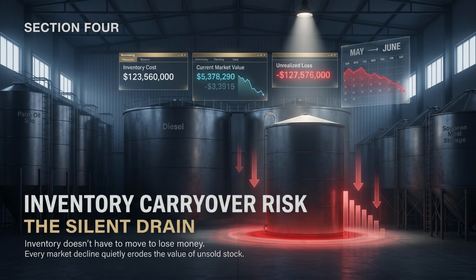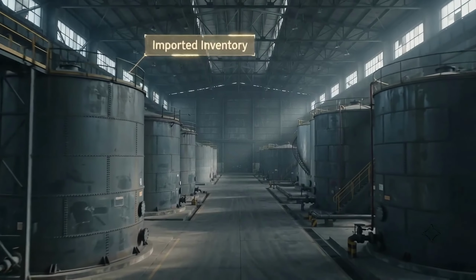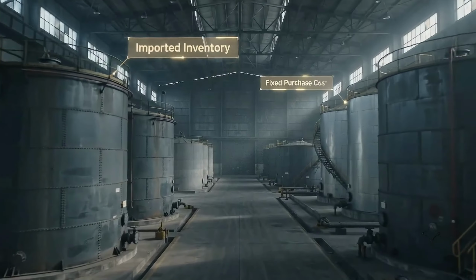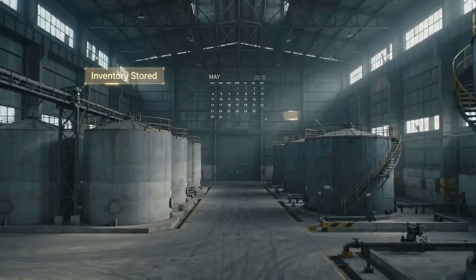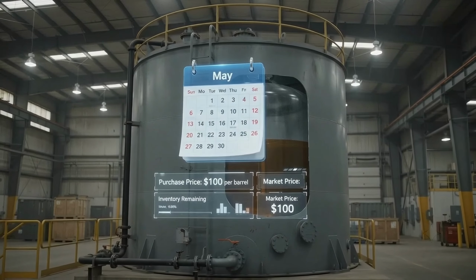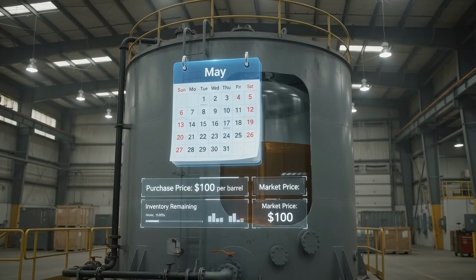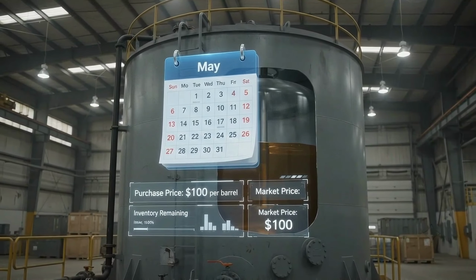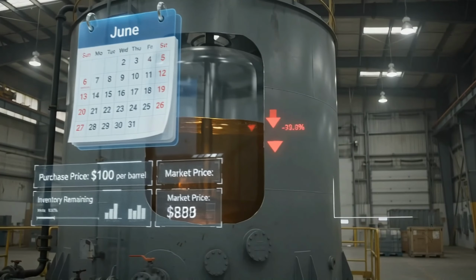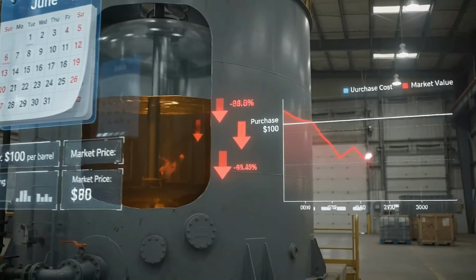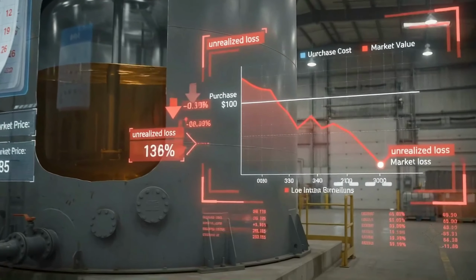Let's talk about Section 4, Inventory Carryover Risk, the Silent Drain. You've survived the import journey. The product is off the ship and in your facility, but now a new risk begins. Picture a company that imports diesel, buying a cargo in May at a fixed cost of $100 a barrel. They sell some, but carry the rest into June. If June prices drop, their selling price drops too, but they're still anchored to that fixed cost. They get crushed on every barrel sitting in the tank.